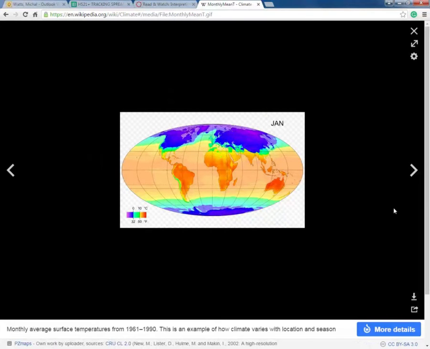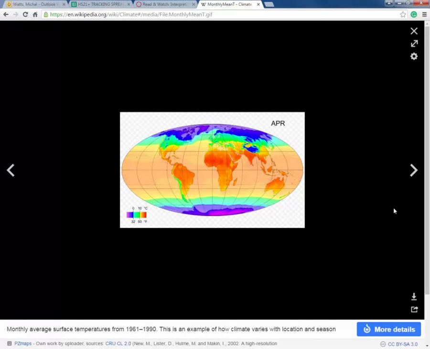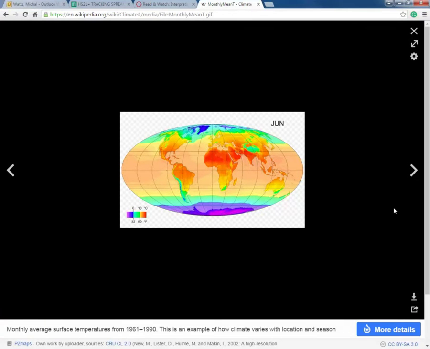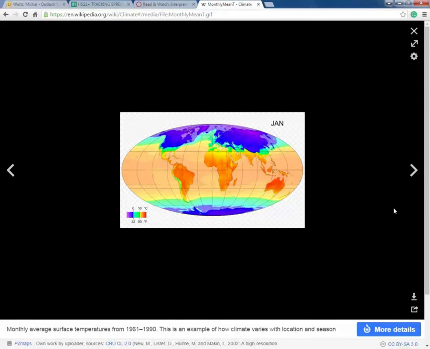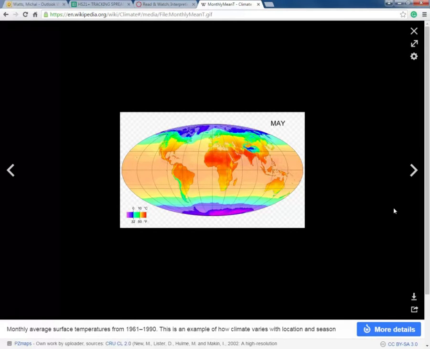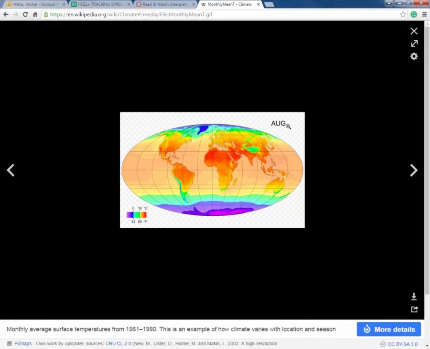Some graphs are interactive. This one is a really interesting one. It talks about the monthly average surface temperatures from 1961 to 1990. And so what this graph is trying to show you or give you an example of is how climate varies from location and season. The months are rotating through. You can see the different colors changing.